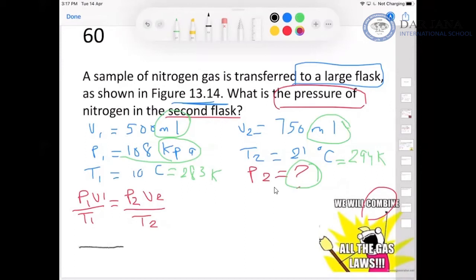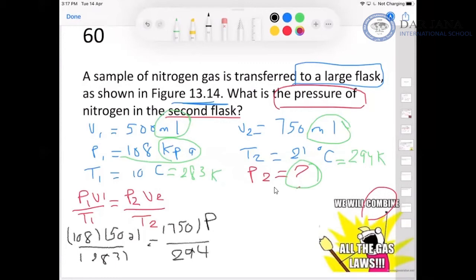Now I will substitute these values in the combined gas law. So P1 is 108, V1 is 500, T1 is 283, equals V2 is 750. P2 is what I want to calculate. I don't know it, it's my unknown, and T2 is 294. Now I'm going to solve for P.